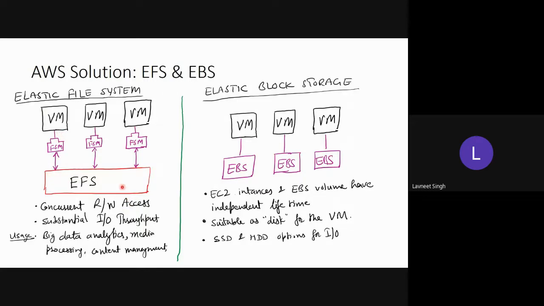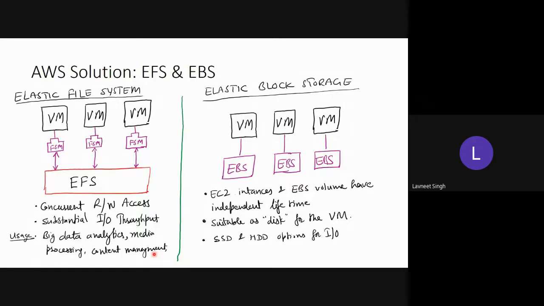So all these things could be happening in parallel on different files. So this kind of scenario, if you want, you can use AWS EFS. Media processing could take a lot of data, and EFS is suitable for that. And content management, the same. Media processing or content management is basically a similar thing.